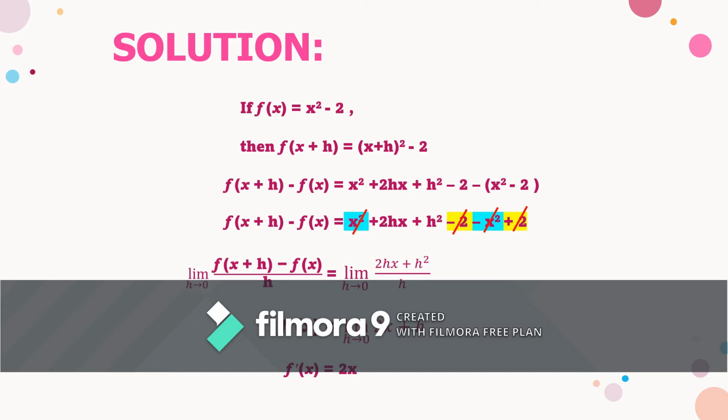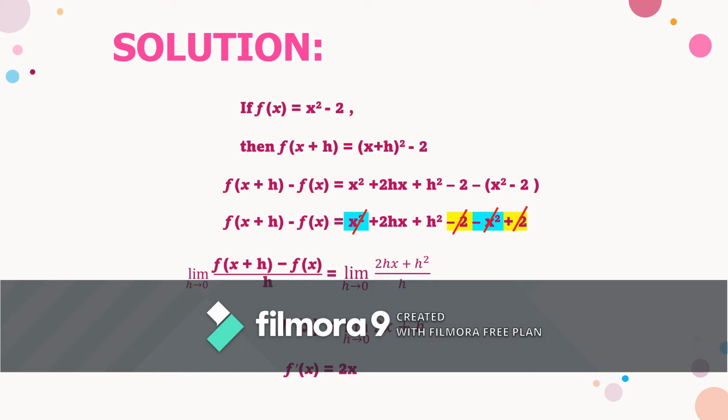So we write inside the parenthesis and then we will distribute the minus sign to each term inside the parenthesis. Here it is. So this becomes minus x squared, and then negative times negative 2 is positive. That's why you write plus 2. Okay, so as a whole, the expression on the right side of the equation is x squared plus 2hx plus h squared minus 2 minus x squared plus 2.